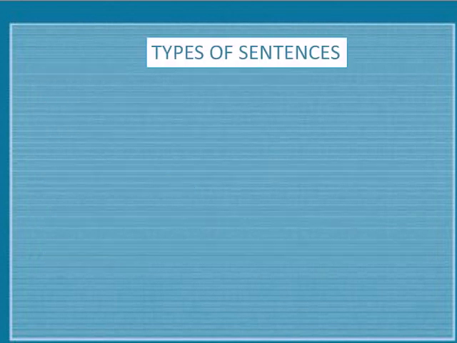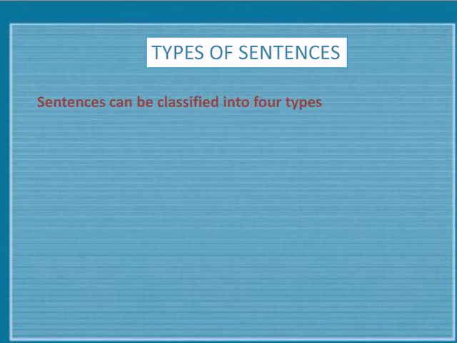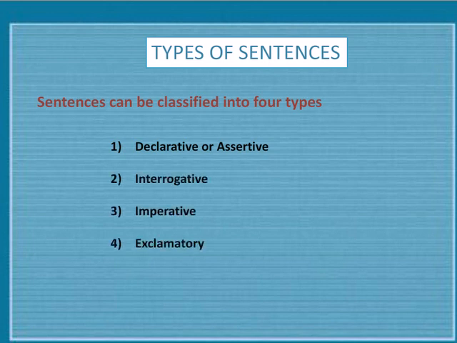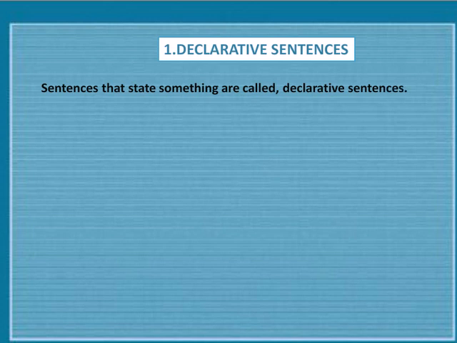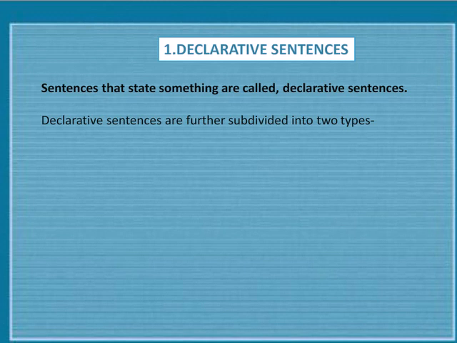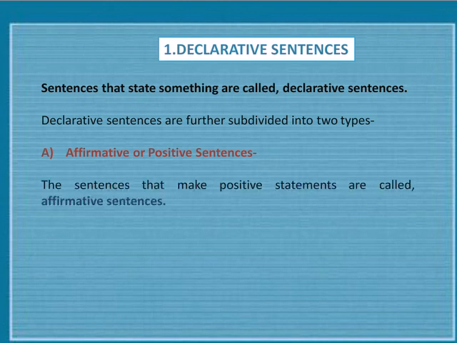Types of sentences. Sentences can be classified into four types: declarative or assertive, interrogative, imperative, and exclamatory. Declarative sentences: sentences that state something are called declarative sentences. Declarative sentences are further subdivided into two types: affirmative or positive sentences and negative sentences. The sentences that make positive statements are called affirmative sentences.